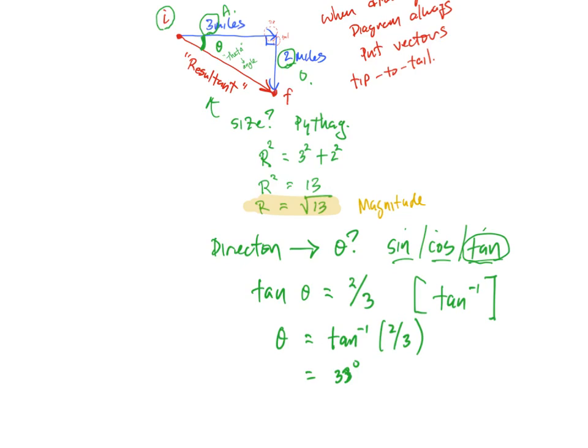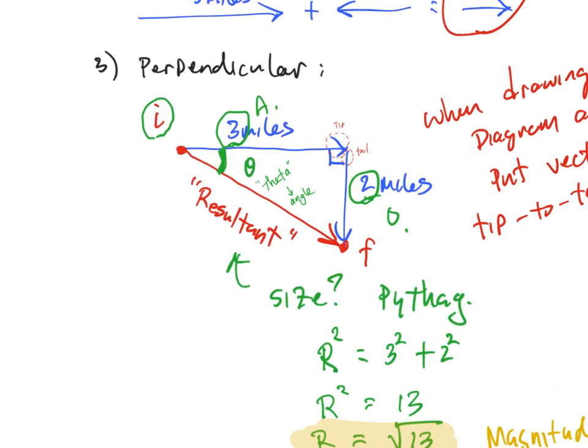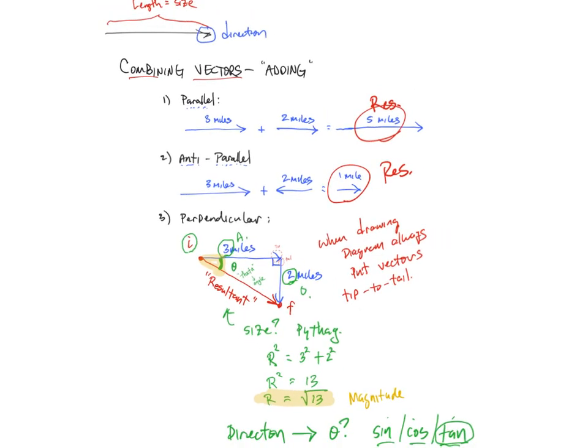And now I have given both the size and the direction. I know that the size is square root of 13, and I know the direction is 33 degrees from the starting point right here. This angle here is 33 degrees. All right, I think that's enough for this video. There is a fourth case that we have to discuss, but I think we'll save that for the next video.